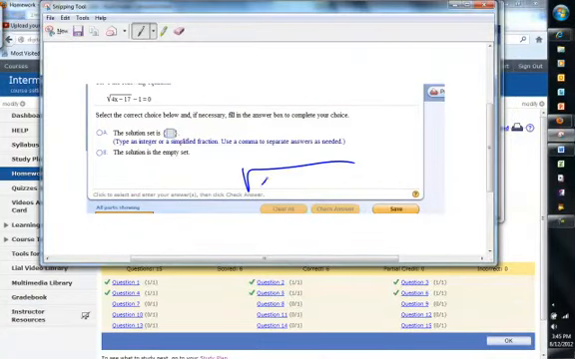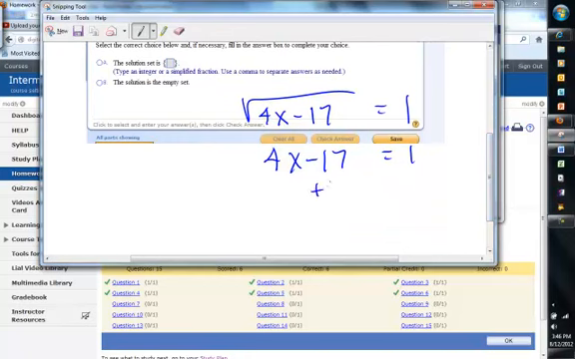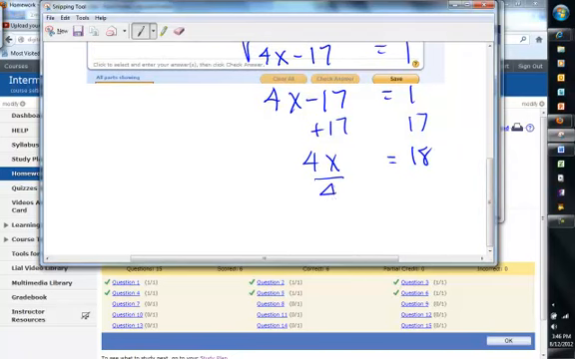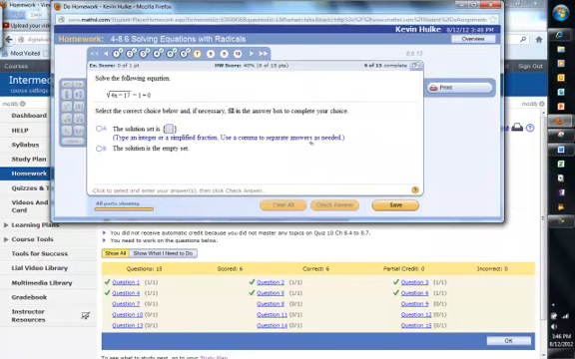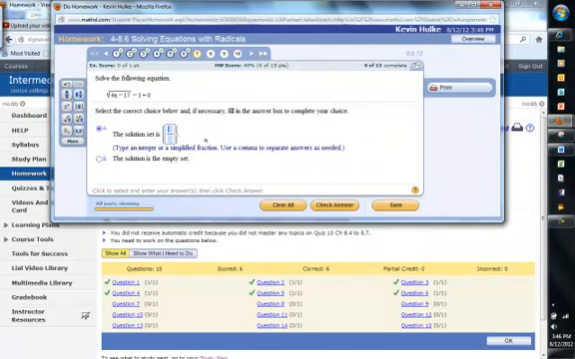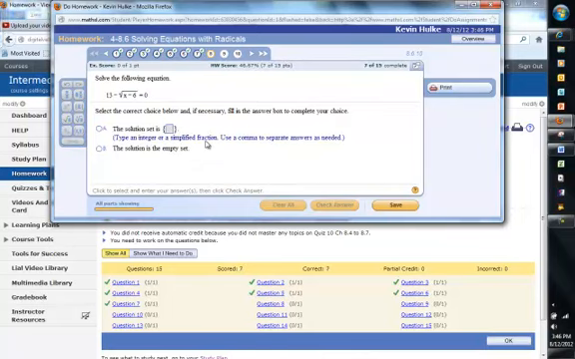Let's do the same thing here. Square root 4x minus 17 equals positive 1. Now you can square both sides. You get 4x minus 17 is 1. Add 17 to both sides, and you get 4x is 18. Divide both sides by 4. X is 9 halves. Oops. Fraction 9 halves. Number 7.